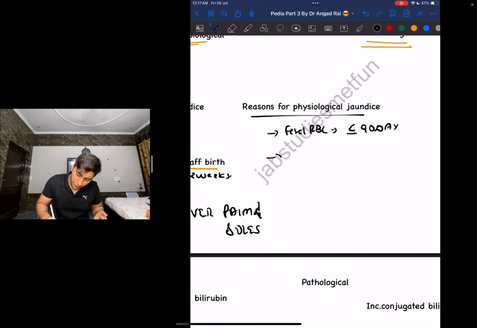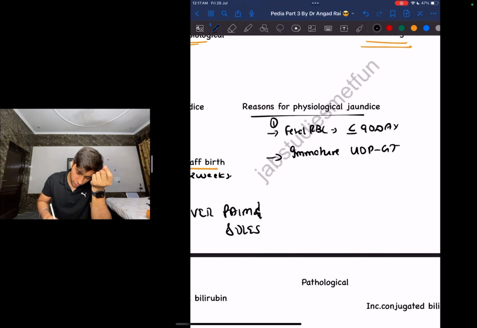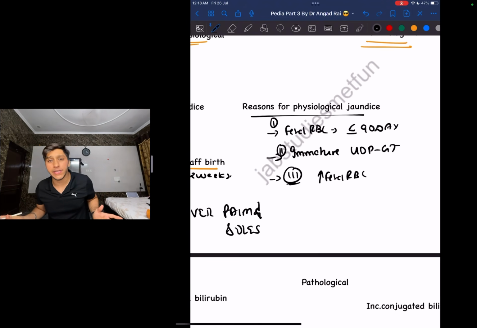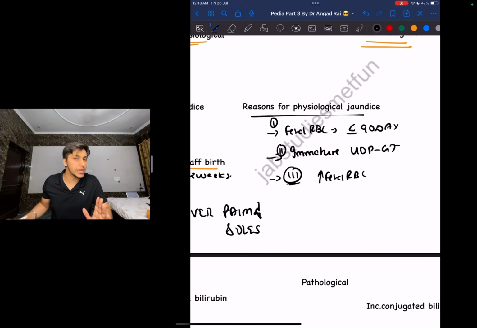The second condition is if the baby is still not fully grown, so what if there is an immature UDP glucuronyl transferase? It will get mature, but just now the baby is born, so give it some time. So that will be one physiological cause, the immature enzyme. So one is the fetal RBC if it is dying fast. Second is immature UDP. Third, what if there are already so many fetal RBCs? In case of, say, a large for gestational age baby, anyway more blood is there. So that's why this is happening. These are all physiological conditions.